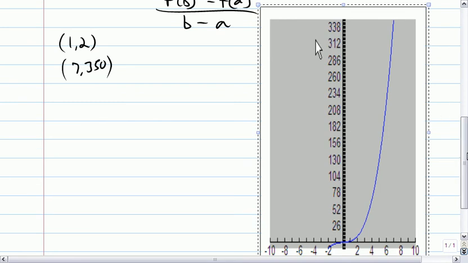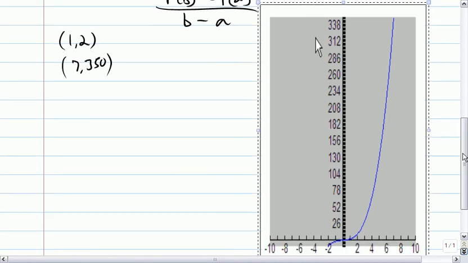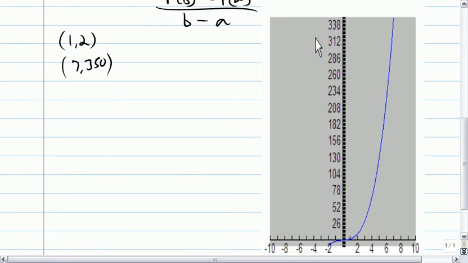So here's your graph. Okay, so I'm going to locate the point 1, 2, over 1 and up to here. And then if I locate the point 7, 350, 7, 350 is right here. Now if you connect these two points with a line, that secant line, the slope of that line is our average rate of change. Slope is 58. And the slope of that line represents our average rate of change.